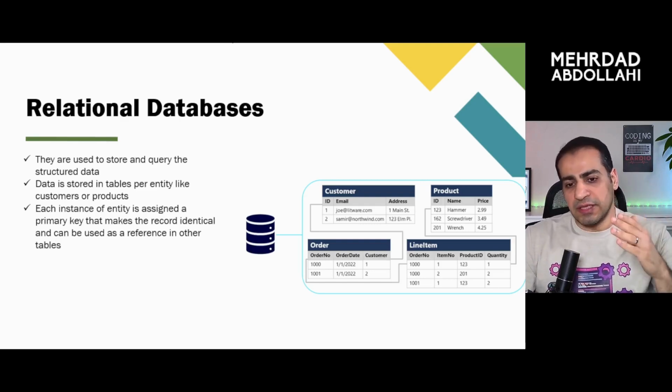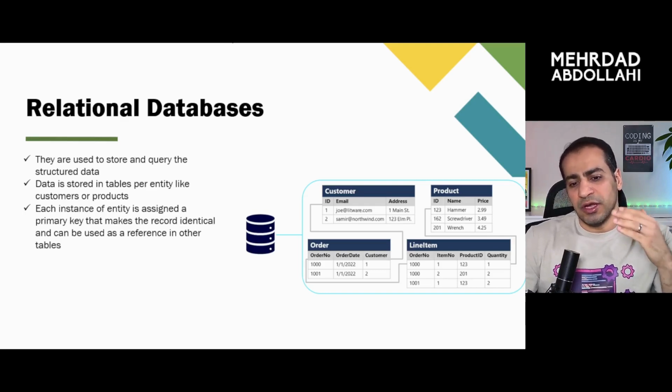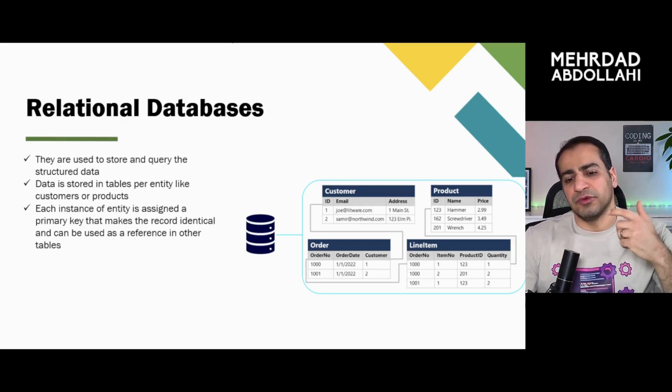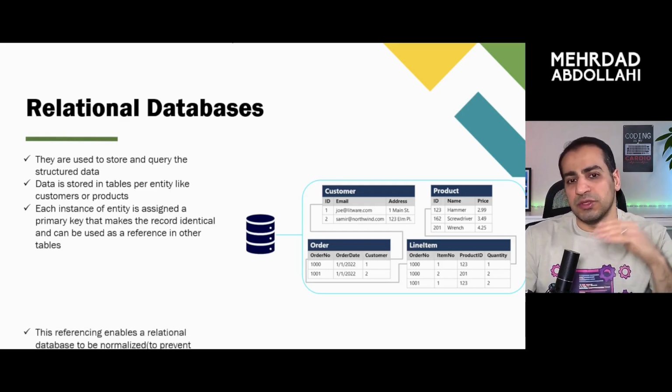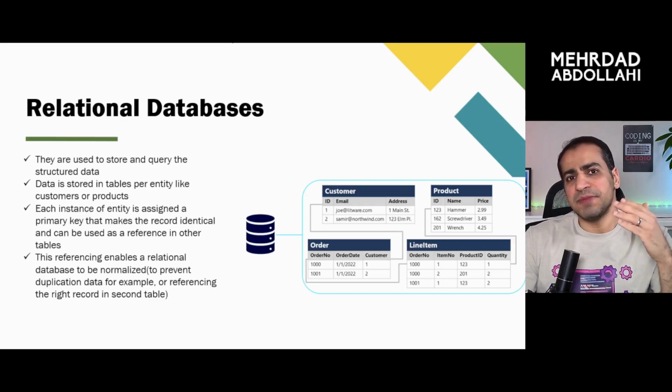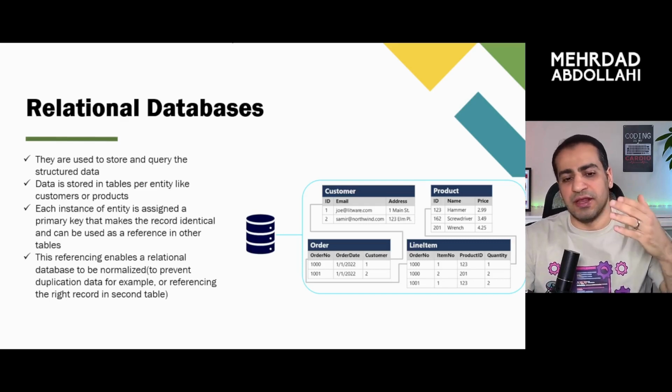But here, as you can see, we have an ID for customer, and that customer ID is used in another table here, which is called order. So we are not going to put the customer name every individual time for our orders, but rather we reference the customer ID in the order table. So this relationship is basically going to make our database relational, that we can just reference a record in a second table.